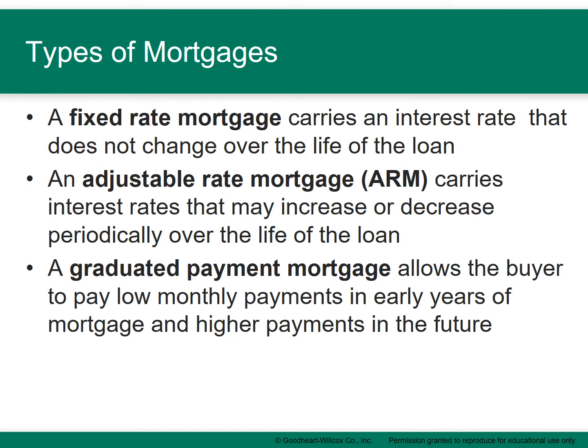So you have types of mortgages. You have fixed rate, which means it does not change over time. So you start out paying $1,000 a month, and you'll end up paying $1,000 a month 20 years from now. It always is the same.